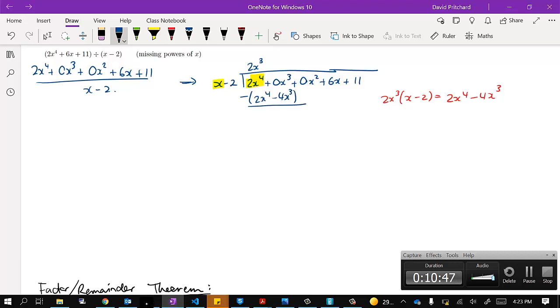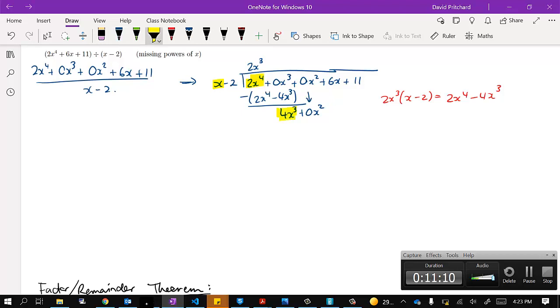Now, this is where we have to be pretty careful. 2x to the power of 4 take 2x to the power of 4 is 0, that's good. 0 subtract negative, which makes that a plus. So 0x cubed plus 4x cubed gives us 4x cubed. And we'll bring down our 0x squared next to it.